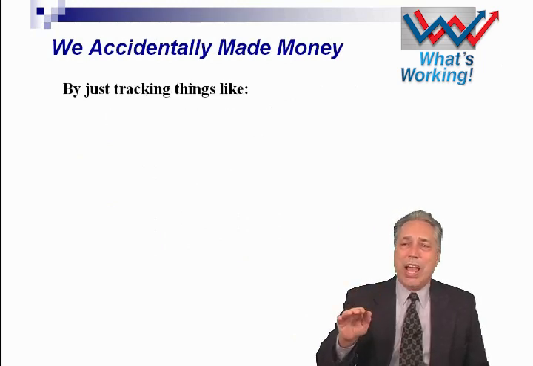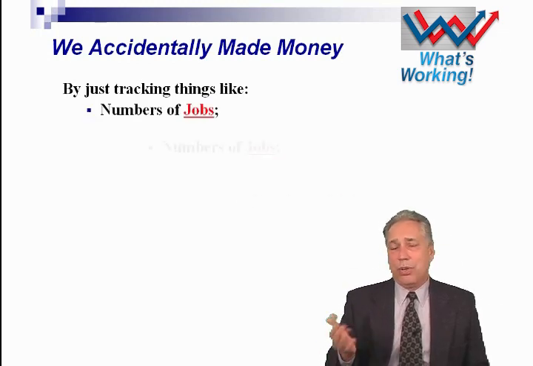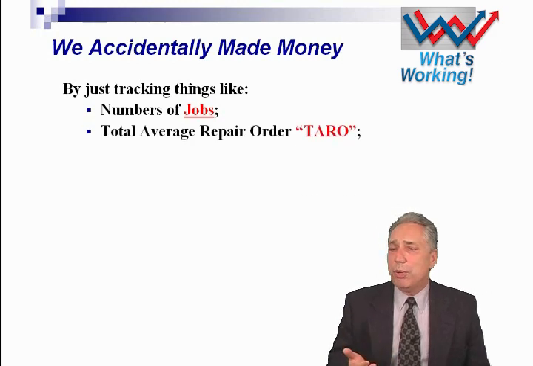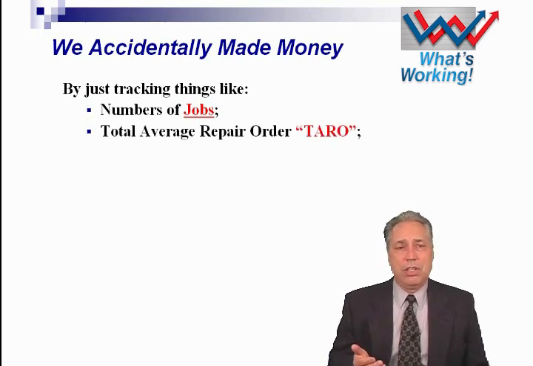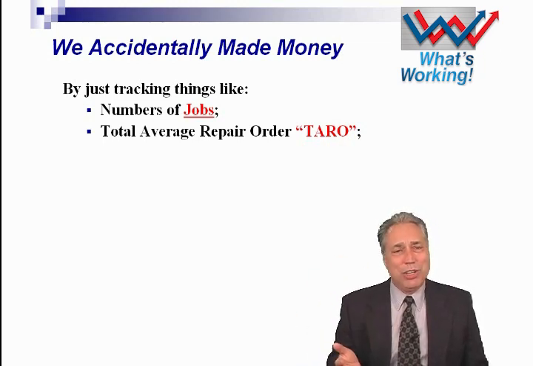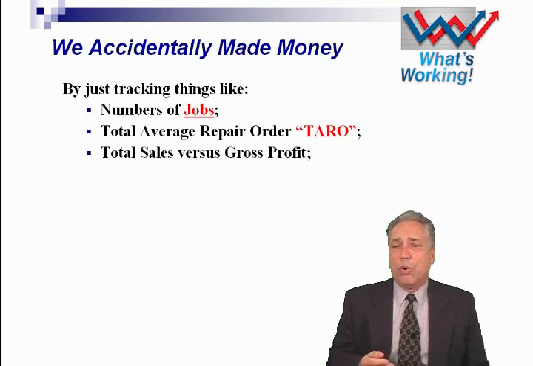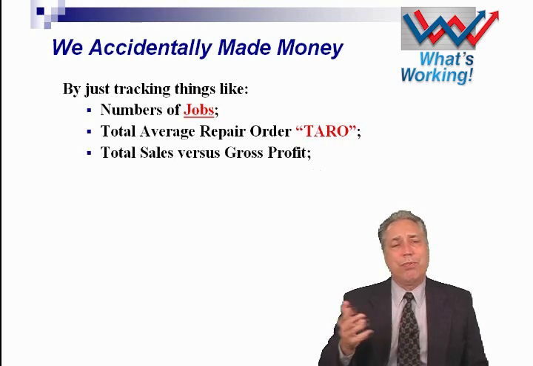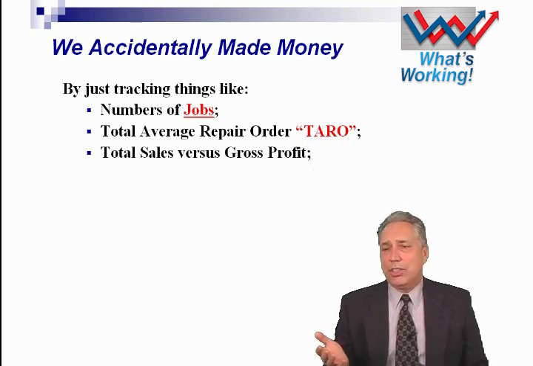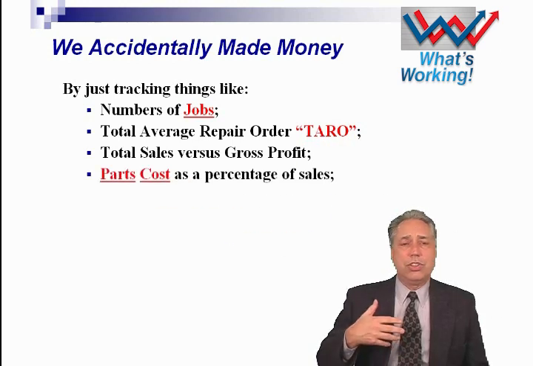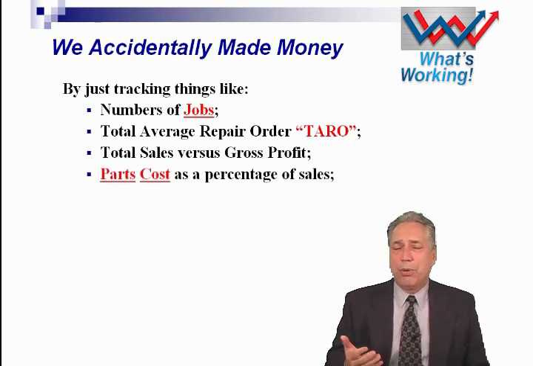And we did it by tracking things like total numbers of jobs. How many jobs do we do per week? The total average repair order, or TARO, that we generated each week, where we divide all the money that we sold by the total number of jobs we did. That would give us a total average repair order. We would compare it by some formula, total sales against gross profit. We would track parts costs as they were a percentage of sales.